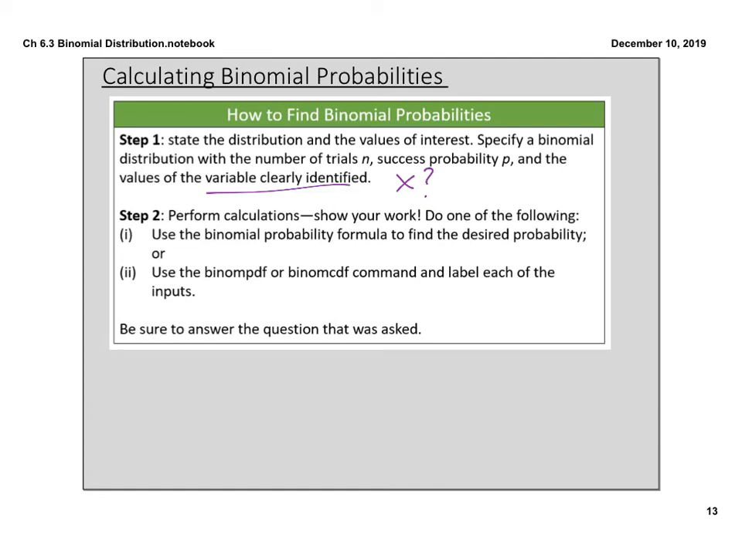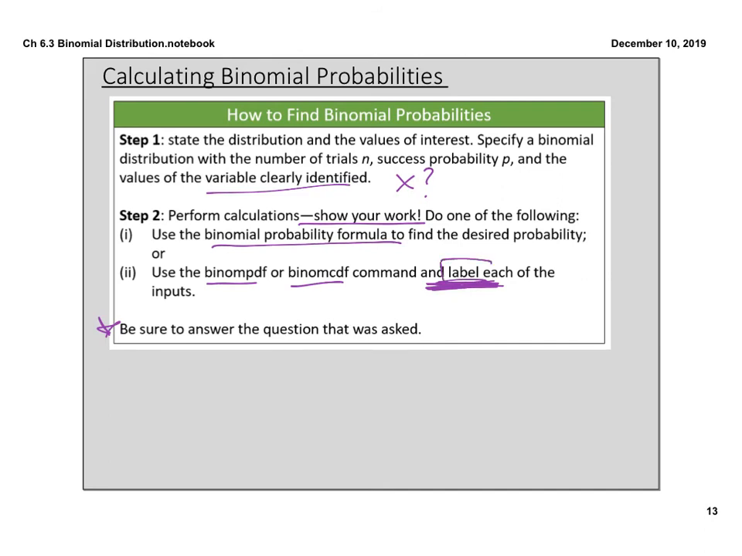Then step 2 is to perform the calculations, and you have to make sure you show your work. So you can either use the formula, like we just did a few times in the past couple examples, or you can use binom PDF or binom CDF, but this is the kicker. You have to clearly label each part of the input, okay? And then you always want to make sure that you answer the question that's asked.